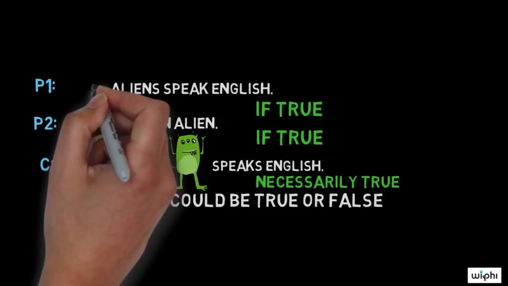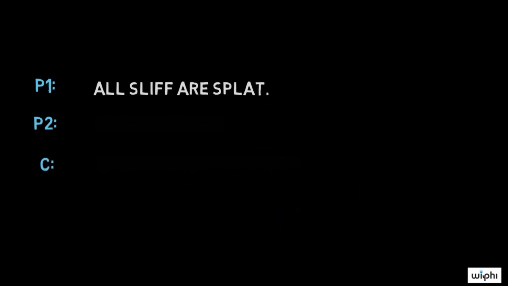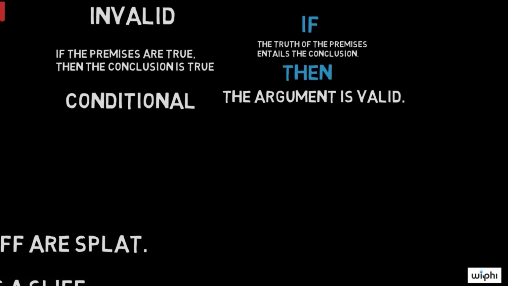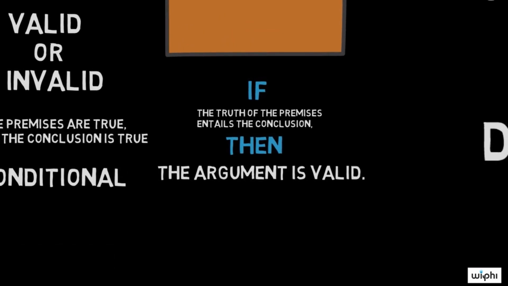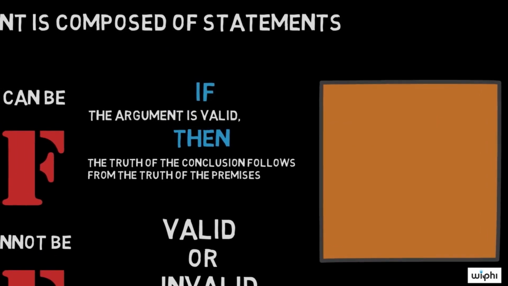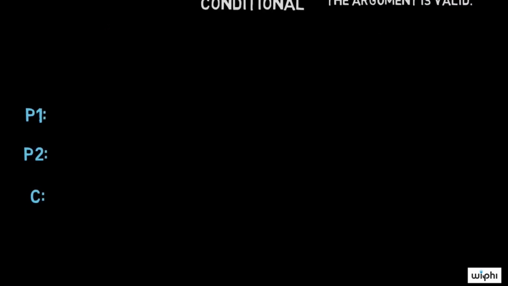We could even use undefined terms. P1, all sliff are splat. P2, sniff is a sliff. Conclusion, therefore, sniff is a splat. Again, although the truth of the premises is undefined, we have a valid argument. This is just one type of valid argument form, and you can learn about others in upcoming videos.